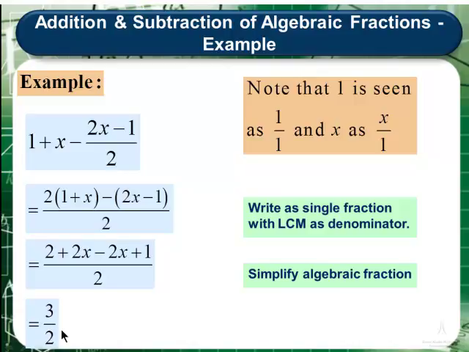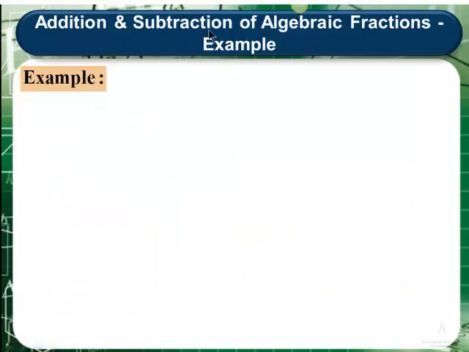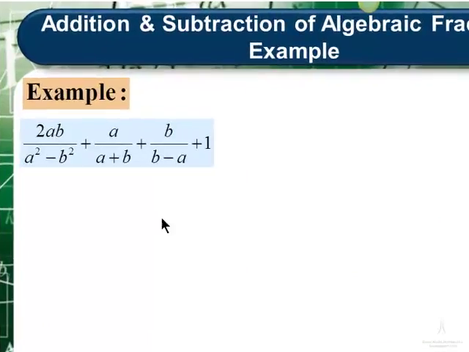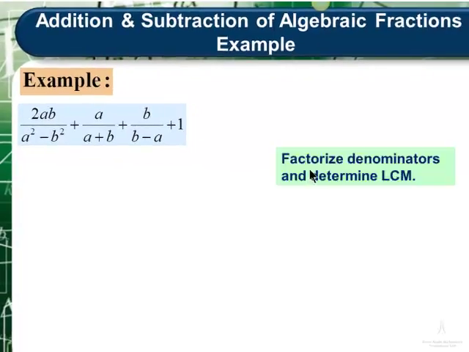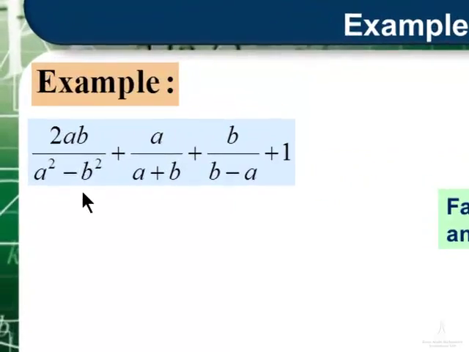In the third example of addition and subtraction of algebraic fractions, we look at a classical example of the sum of four algebraic fractions. We apply the techniques that were discussed before. So first of all, we attempt to factorize the denominators and then determine the lowest common multiple of each of these denominators. Recall that the number 1, in this case the last term in this sum, can be viewed as 1 divided by 1, also an algebraic fraction for that matter.